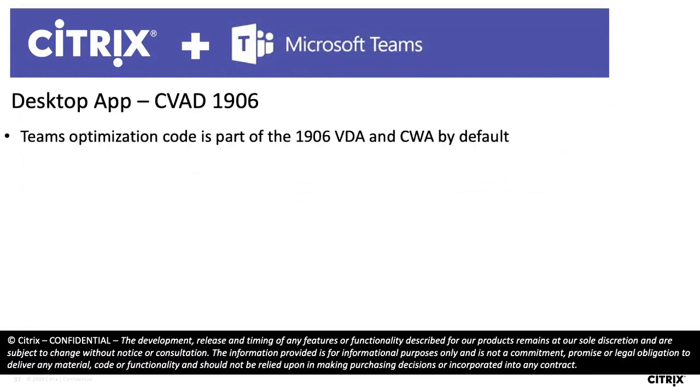So this is coming out in 1906. 1906 is going to be the imminent release that we are putting out. The Teams optimization code is bundled by default with the Workspace app and the VDA. There are no more plugins like we had with RTOP, so that should make your life easier.